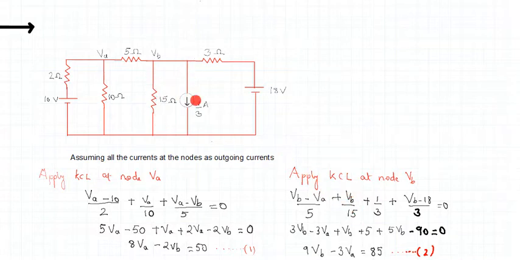The third branch is the only current source, and since it is outgoing, we need to add it. It's 1 by 3, and then the final current, VB minus 18 by 3. So VB minus 18 by 3, and the algebraic sum of all these currents is 0. So we have added all these currents and it is 0.